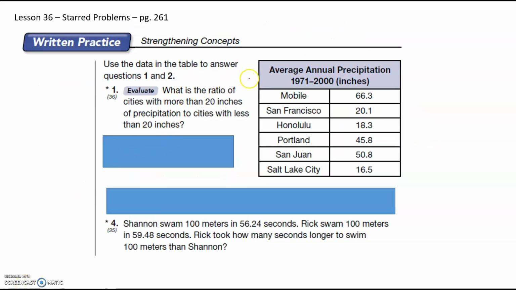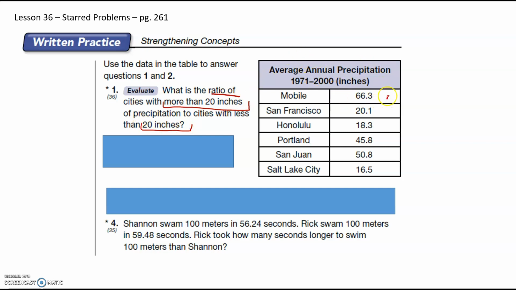Okay, let's look at some starred problems. This is number 1. I must have copied this straight out of the book. Use the data in the table to answer: what is the ratio of cities with more than 20 inches precipitation to cities with less than? All right, so let's see.